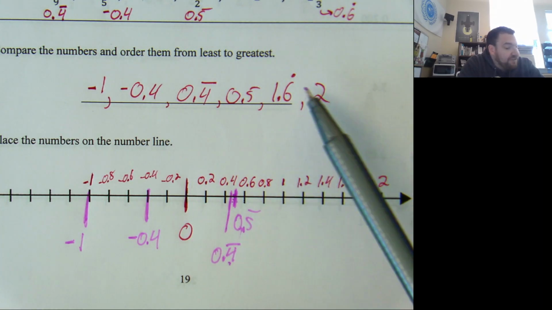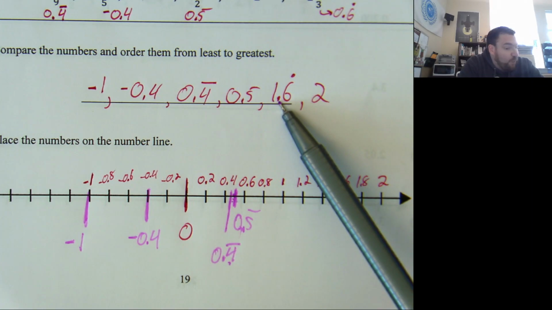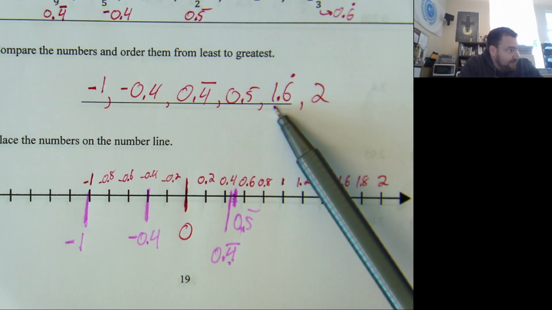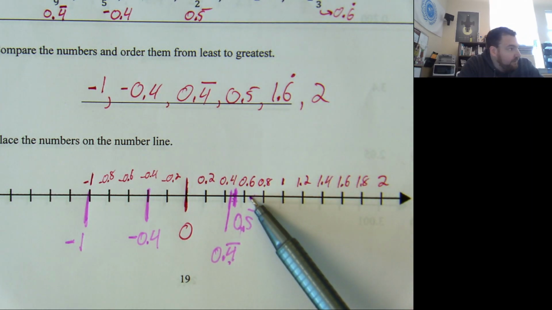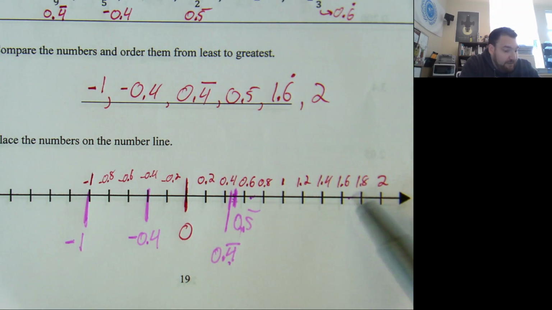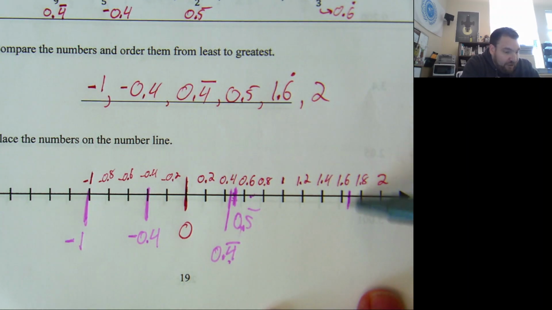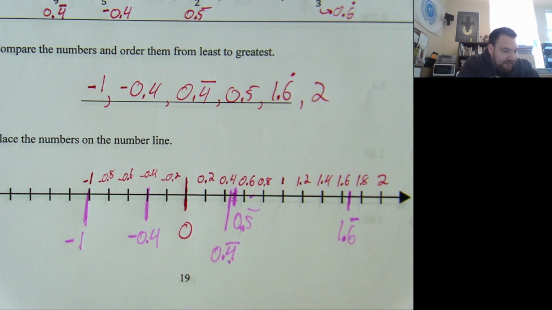If it was 0.6 repeating, absolutely, but it's 1.6 repeating. So the only thing that's going to change is what? Instead of being here, it's going to be here. So right there, just below half, is going to be our 1.6 repeating. And then the last one is already labeled for us. It's 2.